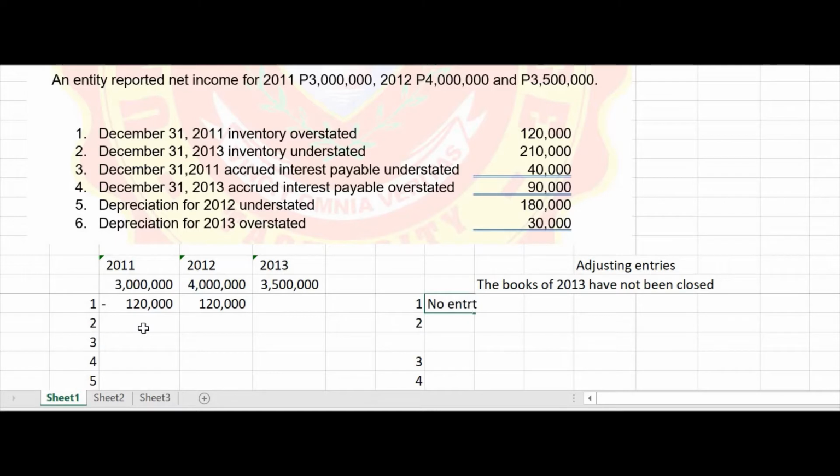Okay. So let's have number 2, December 31, 2013, inventory is understated. So if understated yung ending inventory natin, overstated yung cost of goods sold, and therefore understated yung net income. So understated yung net income by 210,000. So since 2013 books have not been closed, pwede natin siya i-adjust, no? So debit lang tayo ng inventory, inventory ending, also inventory on December 31. Okay, then credit lang tayo ng profit or loss or income summary, for 210,000.